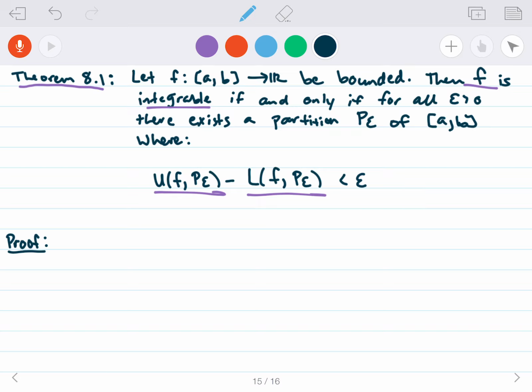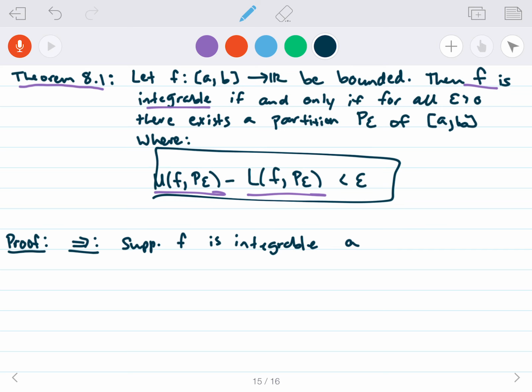So let's go ahead and prove this theorem. All right, so we'll start with the forward direction, which is the more involved direction, I think. And so what we're going to suppose is that f is integrable, and we're going to show that this implies this condition. Okay, so let's go ahead and start then with the forward direction. So suppose f is integrable, and let epsilon be bigger than 0. Remember, this is supposed to hold for all epsilon, so we just choose epsilon bigger than 0 and show that this inequality has to hold.